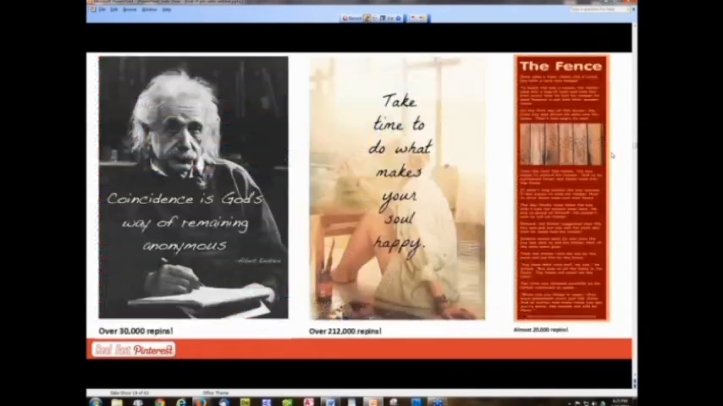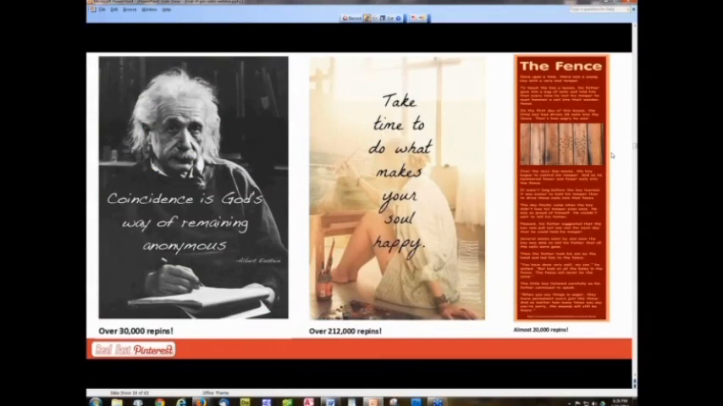So here are some other examples of things that I shared on my website and then pinned. Coincidence is God's way of remaining anonymous. Albert Einstein, I shared that on one of my websites. It's had over 30,000 repins. My pin of it has had that many. Here's another one. Take time to do what makes your soul happy.